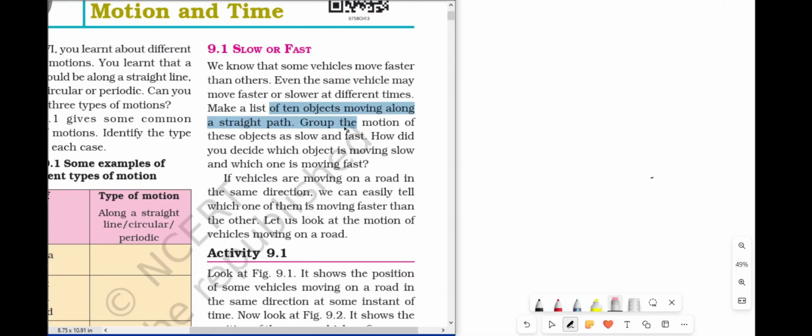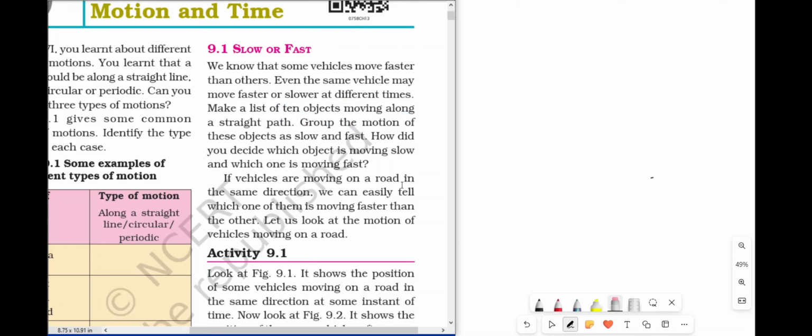So the activity you all can do is you can make a list of 10 objects that move in a straight path and then group them as slow or fast. So, let's say a bullock cart or a cycle is something that goes slow, and a train, a car, or an aeroplane are some things that go fast. So, this is an exercise that you can easily do.